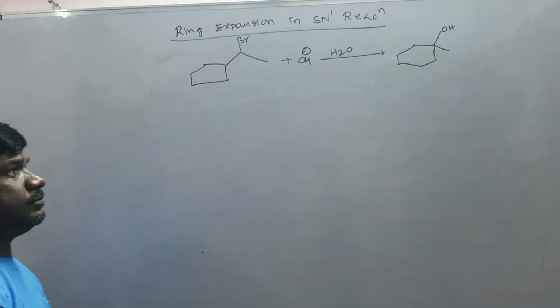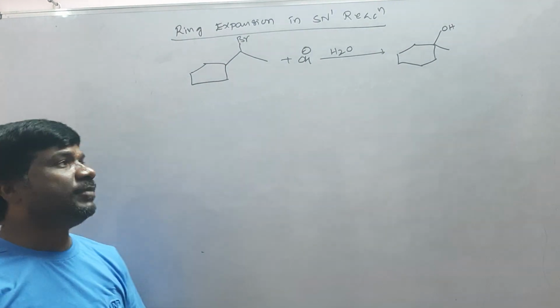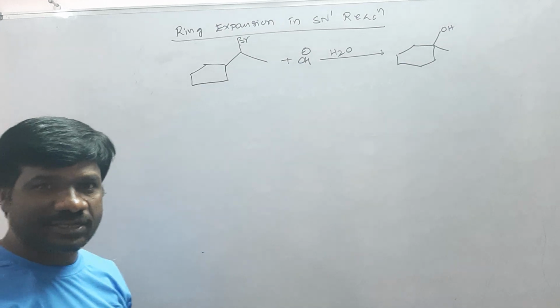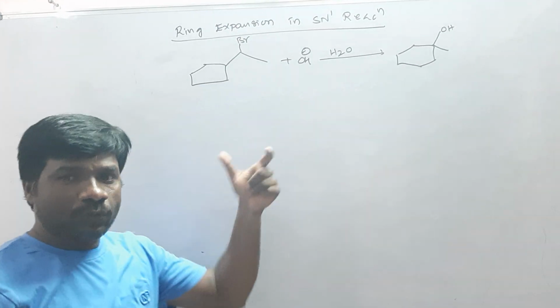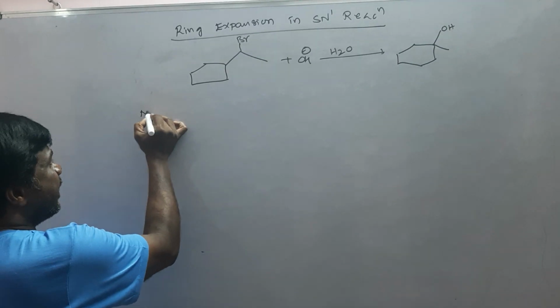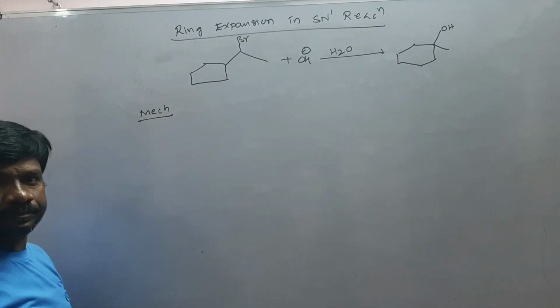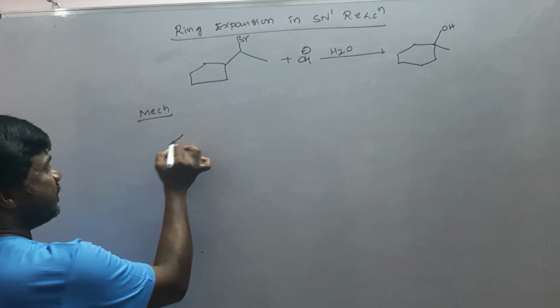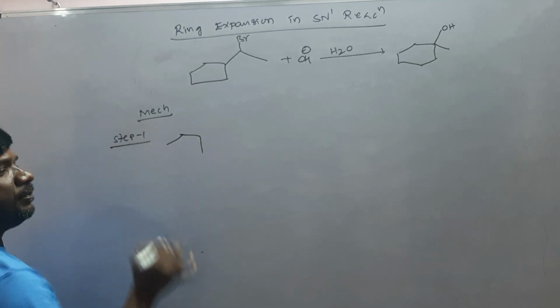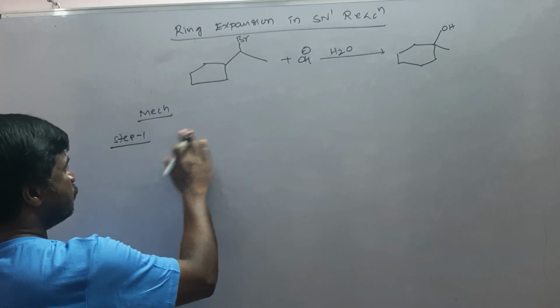Many times in entrance exams, they ask this type of question, in advanced exams and high level exams. So, ring expansion, how does the ring expansion take place? So listen. First, step one is always the formation of an intermediate.